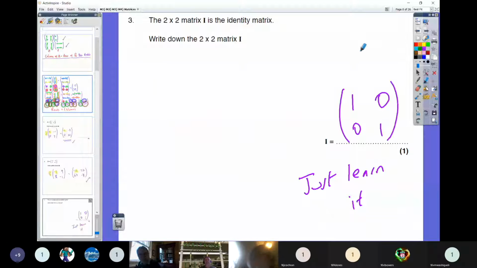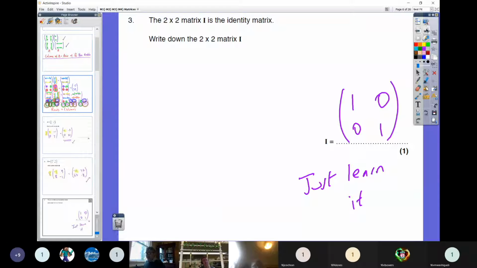Now, the identity matrix, we will address this again next week, okay? But this, just please learn it: the starting point, the matrix that gets you back to where you started, is 1, 0, 0, 1. So please, just for now, if it ever asks you about the matrix capital I, the identity matrix, it is just 1, 0, 0, 1. I don't want to say anything more about that this week.